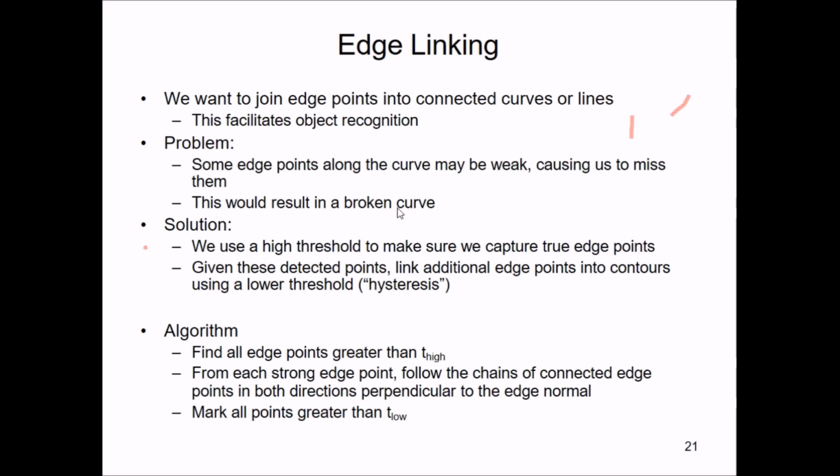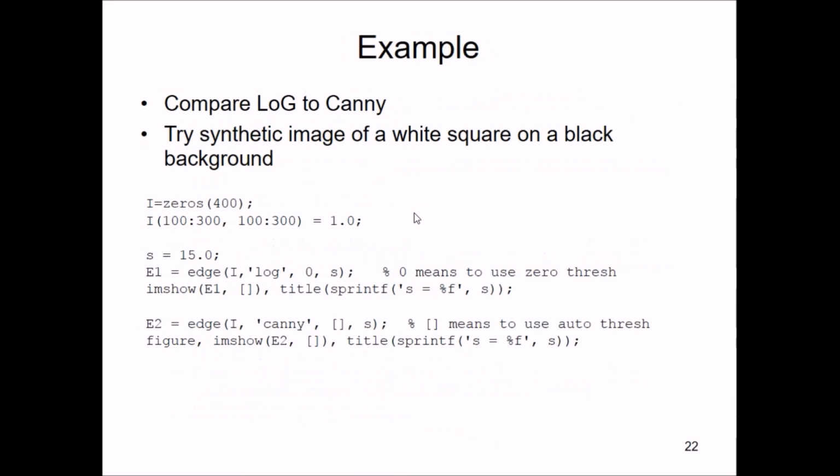So the solution that Canny has given is to use a high threshold to make sure we capture true edge points, and then extend these detected points with additional edge points into contours using a lower threshold. This process is called hysteresis. So the algorithm will be like this: find all edge points greater than t high. For each strong edge point, follow the chain of connected edge points in both directions perpendicular to the edge normal, and mark all points greater than t low.